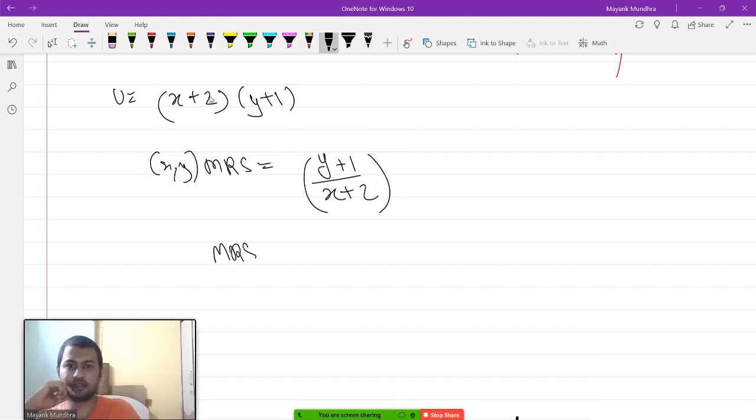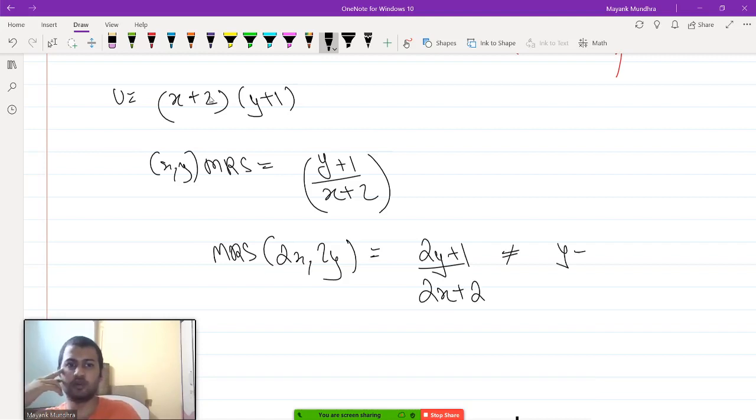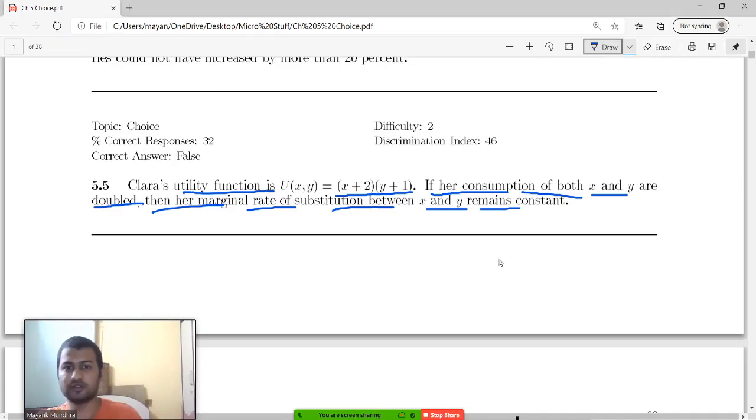Now MRS at 2x comma 2y will be equal to (2y plus 1) upon (2x plus 2), which is basically not equal to (y plus 1) upon (x plus 2). So MRS will not remain the same, it will change. So that's why this statement is false.